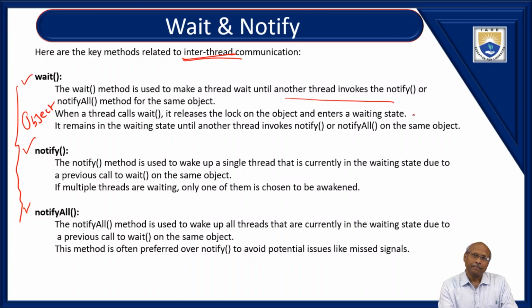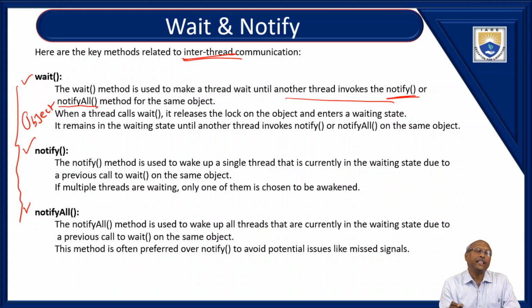The wait method is used to make a thread wait until another thread invokes notify. As long as another thread is not giving notify, it has to wait only. If this other thread sends a notification, then the waiting thread will activate.